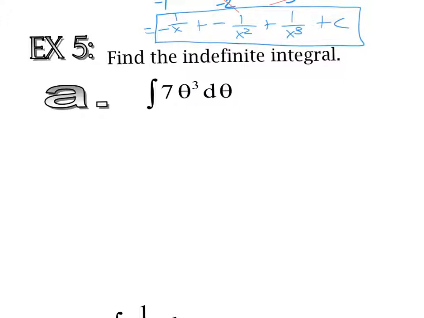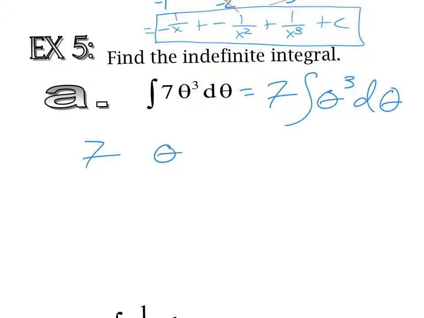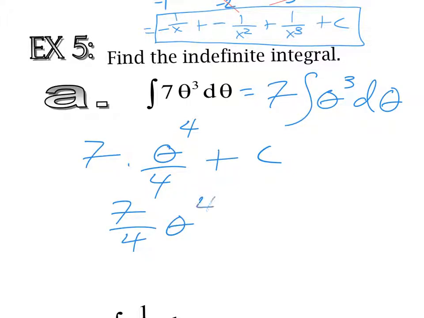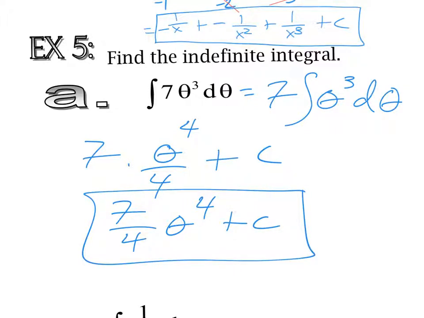One of the things I want to remember here, though, is that we can write this as 7 times the integral of theta cubed d theta. Well, let's go ahead and do this. I'm going to add 1 to my exponent, making this 4, and then I'm going to divide by this, and then I'm going to do plus c. All right, well, that's really all there is to it. So this is 7/4 theta to the 4th power plus c. There's the antiderivative, or the indefinite integral.